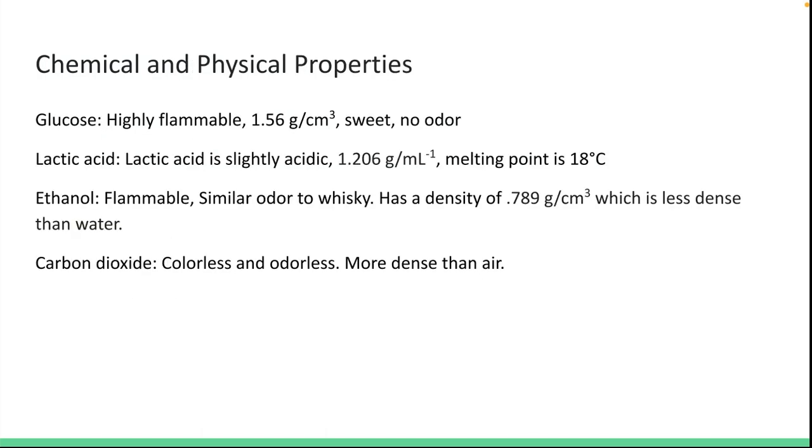Chemical and physical properties. Glucose is highly flammable. Its density is 1.56 grams per centimeter cubed. It's sweet and it has no odor. Lactic acid is slightly acidic and it has a density of 1.06 grams per milliliter. Its melting point is 18 degrees C.